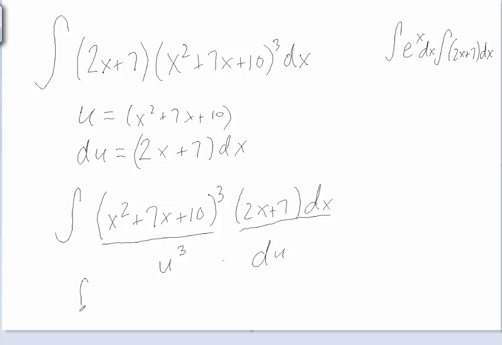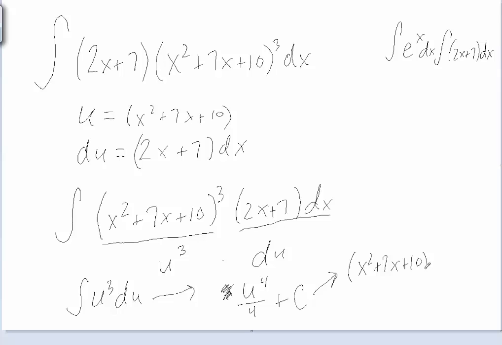And taking the integral of that is relatively straightforward. Now that is going to be u to the fourth over 4 plus a constant. And then substituting u, we get x squared plus 7x plus 10 to the fourth over 4 plus a constant.